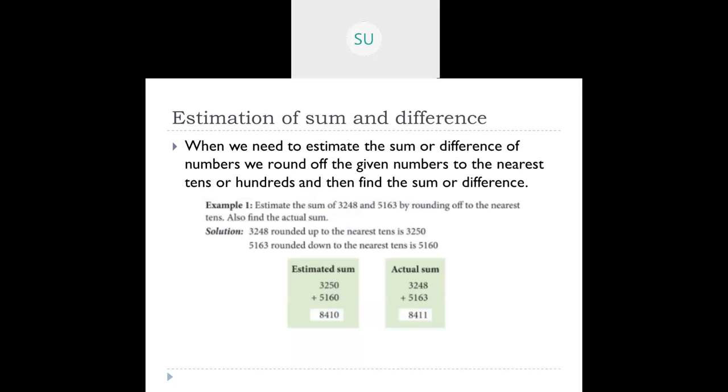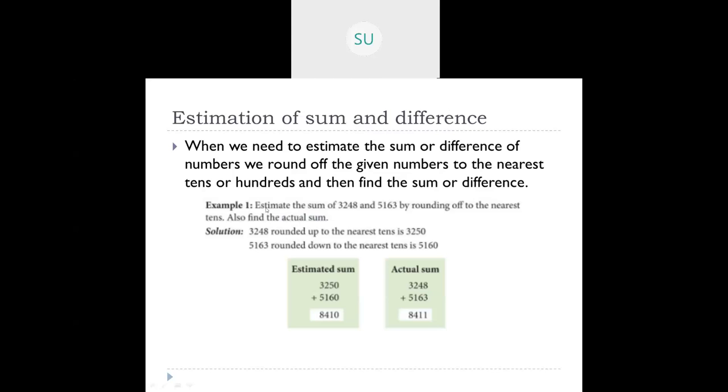So today's class we will be studying estimating sum and difference. What do you mean by estimating sum and difference? We have seen in the first chapter on numbers what rounding of numbers is. So when they tell you to estimate the sum or difference of numbers, you round off the given numbers to the nearest tens or hundreds or thousands, whatever they have told you, and then find the sum or difference of the rounded off numbers. That will be your estimated sum or difference. Okay, we'll see how to do it with a few examples.